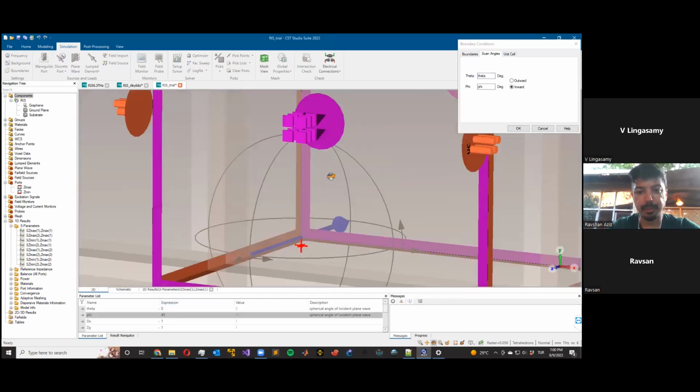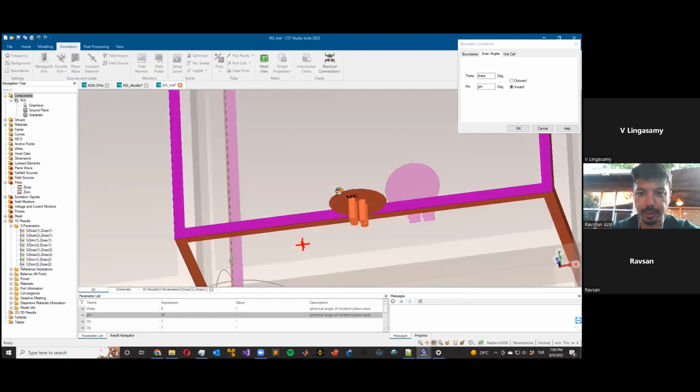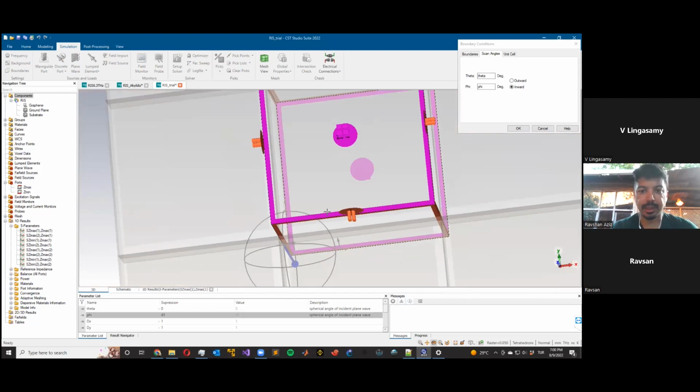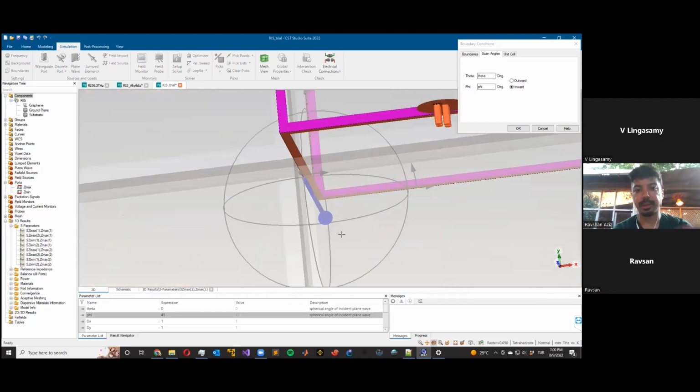We can control the arrow based on this. You can see here, with the theta and phi angles, I can adjust where my signal is coming from. Check its phase response. You can have inward and outward, both controls are there. For example, minus 30, minus 45-degree. Can you see here? It's changing.